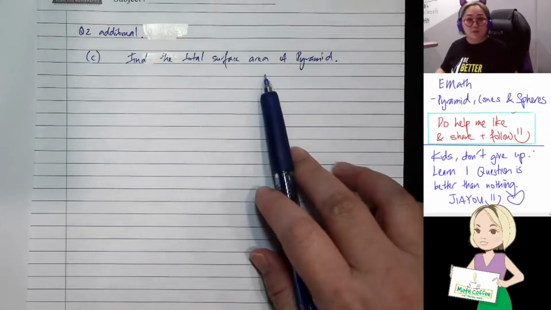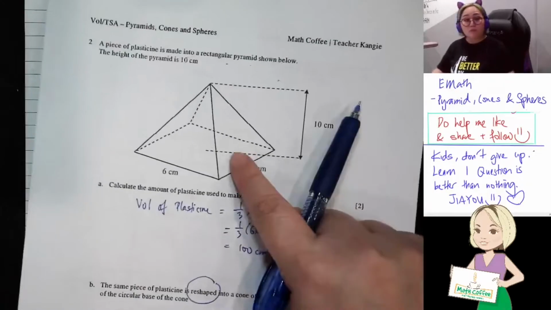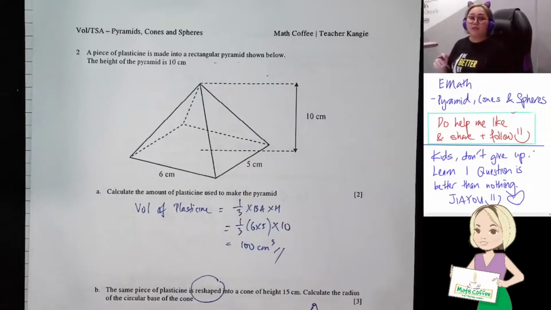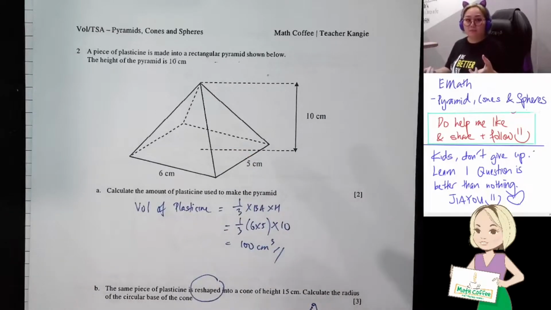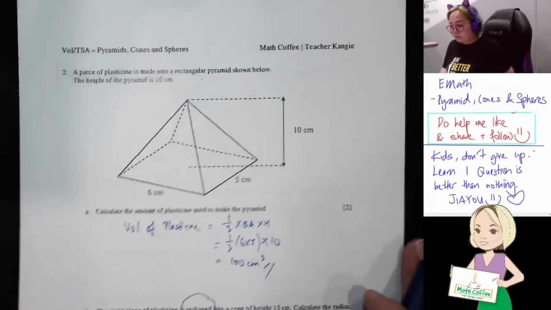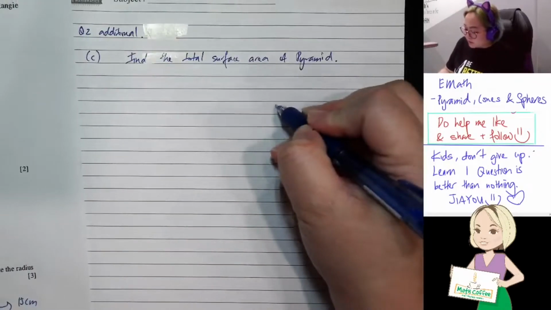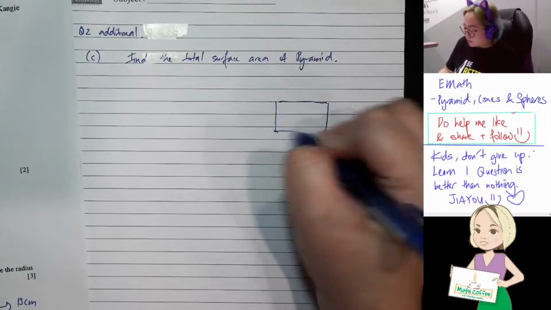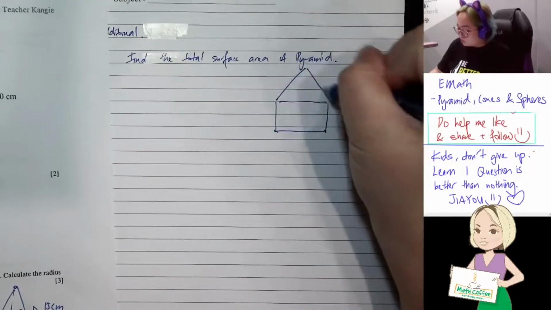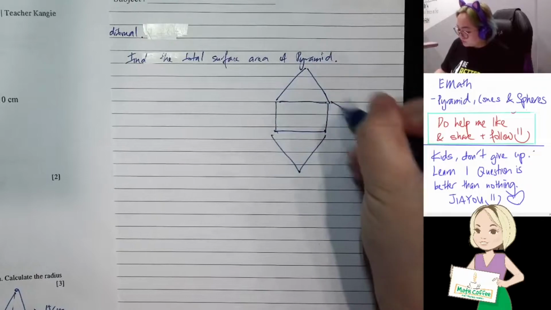So find the total surface area of the pyramid. The best way is to draw out the net. Visualize this pyramid and dismantle it. If you dismantle it, it looks like that. Again, pardon my drawing. Okay, so we will have this.